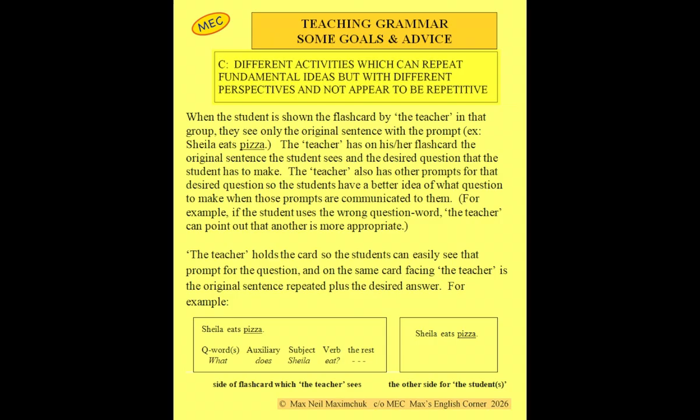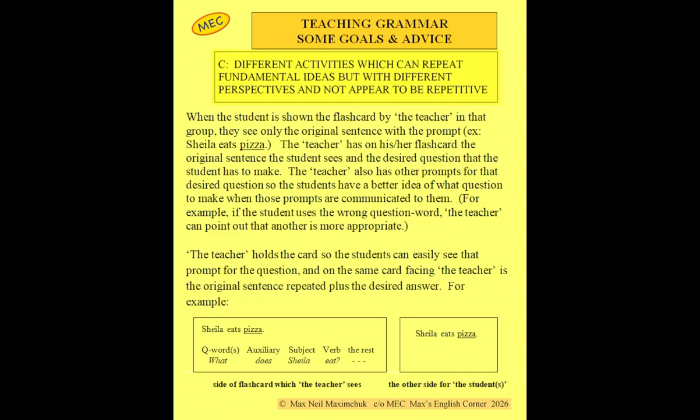When the student is shown the flashcard by the teacher in that group, they see only the original sentence with the prompt, for example, "Sheila eats pizza." The teacher has on his or her flashcard the original sentence the student sees, and the desired question that the student has to make. The teacher also has other prompts for that desired question, so the students have a better idea of what question to make when those prompts are communicated to them. For example, if the student uses the wrong question word, the teacher can point out that another is more appropriate.